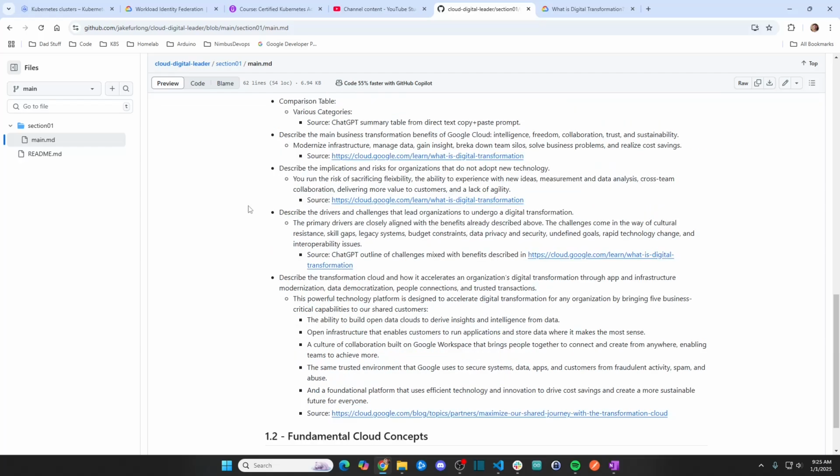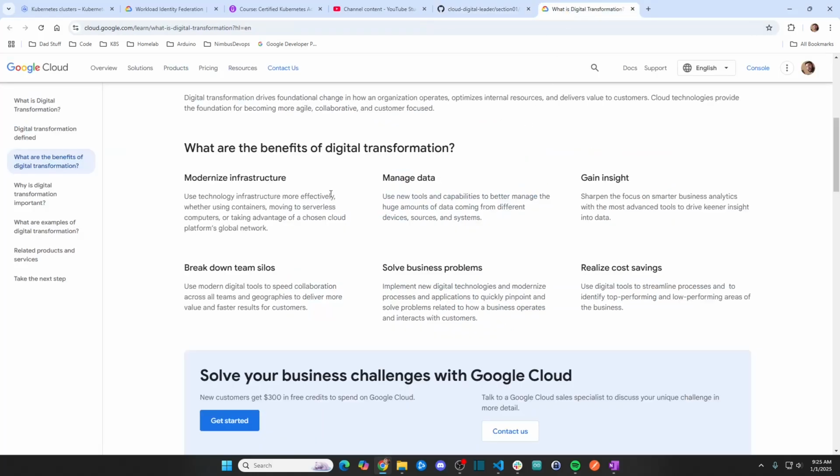Next, we want to be able to describe the main business transformation benefits of Google Cloud, which are intelligence, freedom, collaboration, trust, and sustainability. Essentially, what I did was I took the 6 things that I had already referenced in What is Digital Transformation.